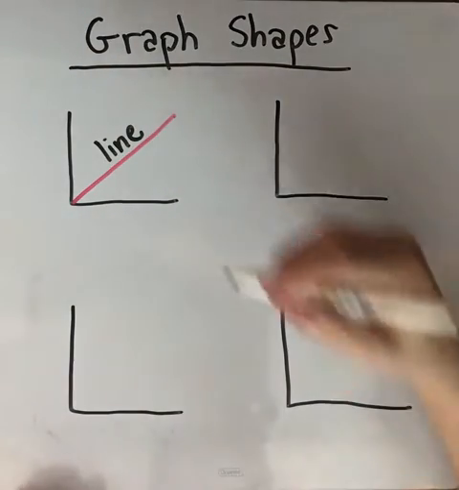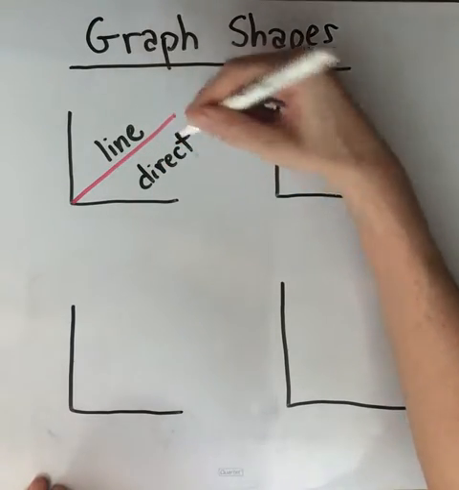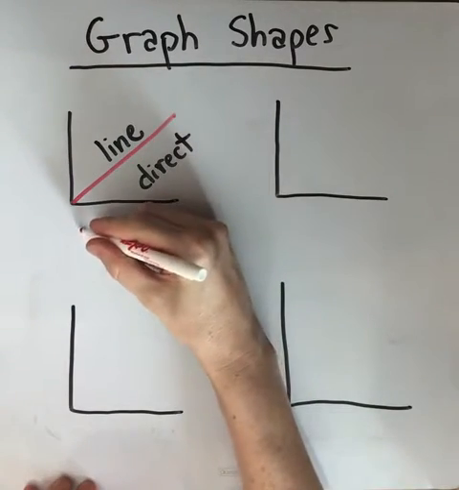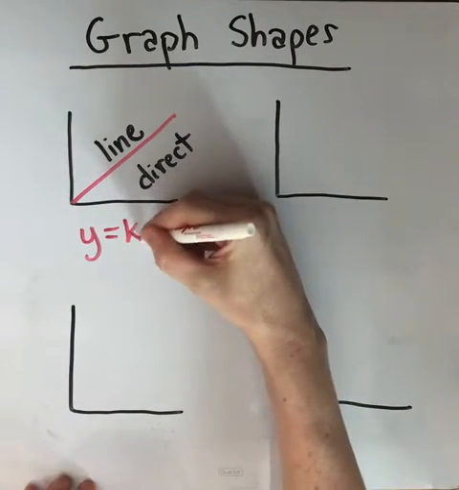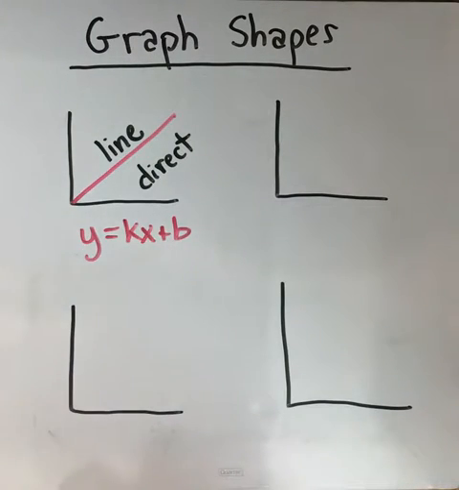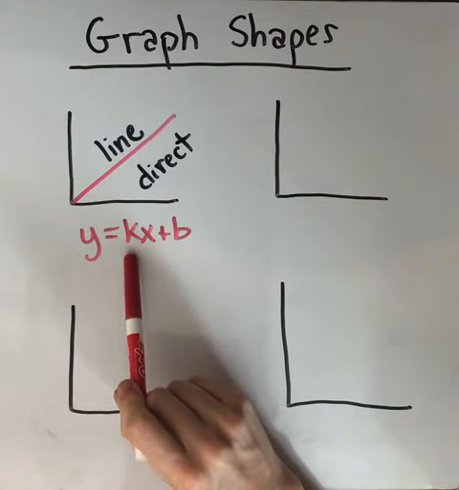Remember that it is related to what we call a direct relationship. And the equation for a line is y equals kx plus b. This looks a lot like the equation you've seen in your math class, except we use the letter k instead of the letter m.